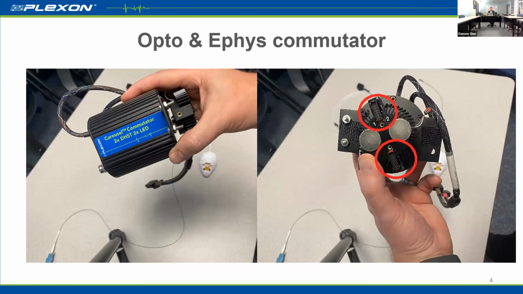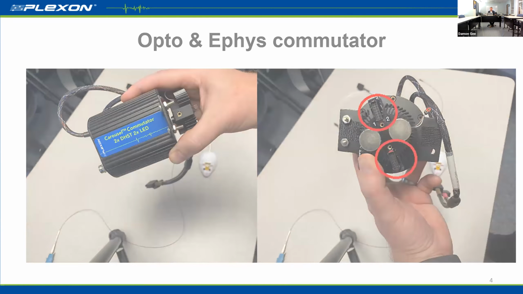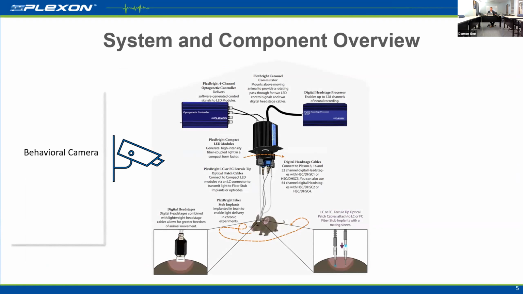As far as the connectivity goes, you'll see here in the red circle the male Harwin connectors that are used to connect our digital head stages, as well as the 2 magnets and power for the compact LEDs. So looking back at our component overview, just as Kristen said, you'll see the 4-channel controller connected to the commutator here. And she also mentioned that the 4-channel controller box is configured and controlled with a software program called Radiant.